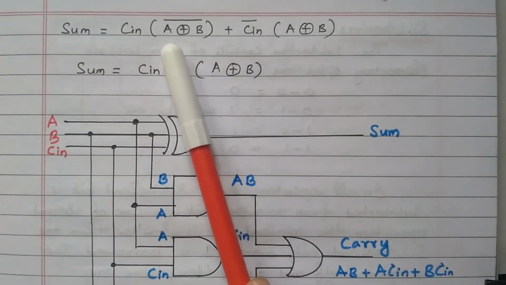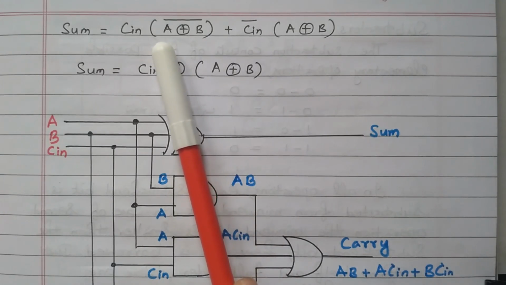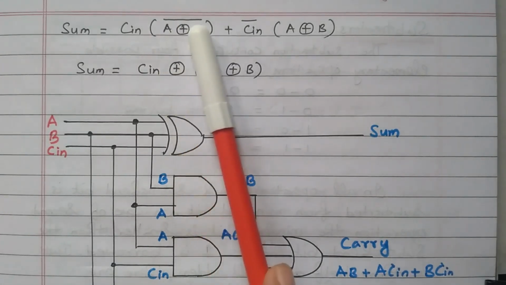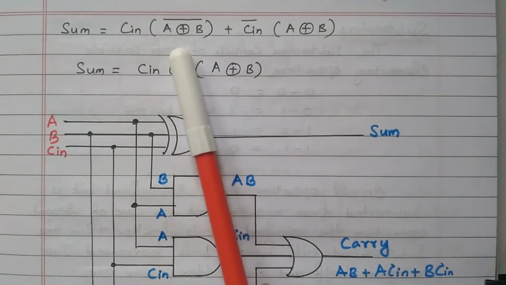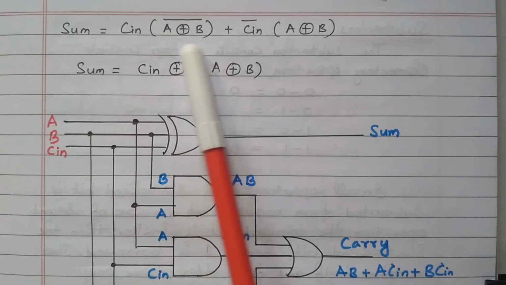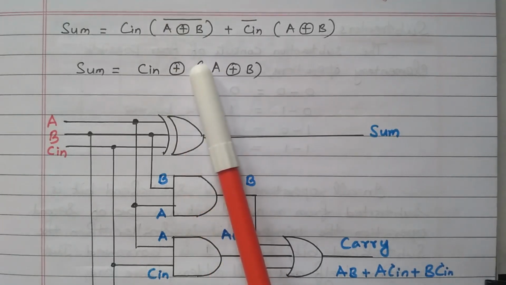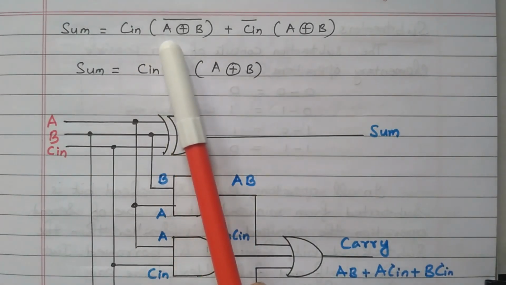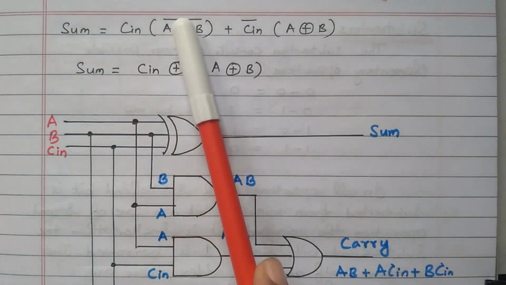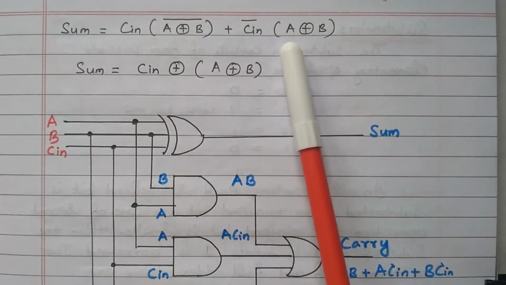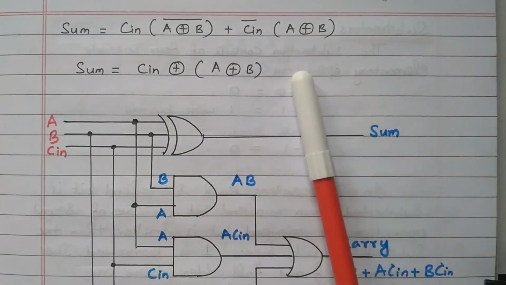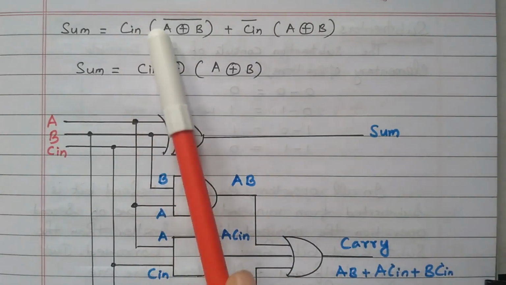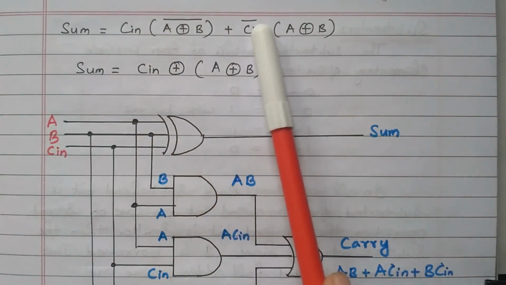See this. This exclusive NOR can be written as A XOR B while taking the complement, right? So in order to simplify further, the XNOR gate is now converted into an XOR gate by taking the complement. Now see this expression: C in into the complement of A XOR B, plus C in bar plus A XNOR B, right? So this is A, this is B.